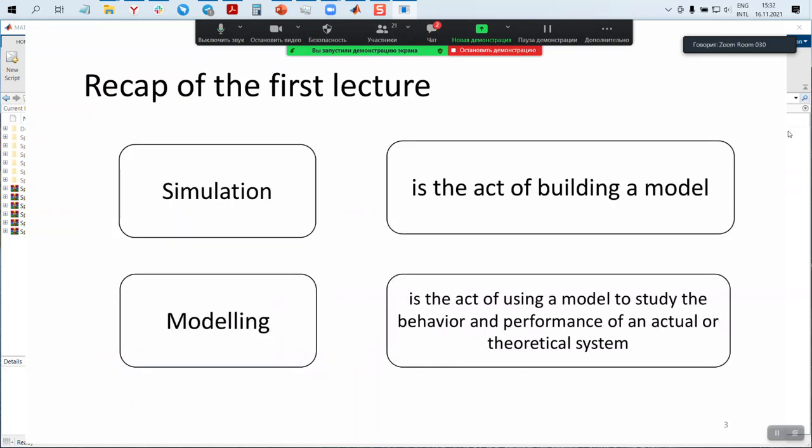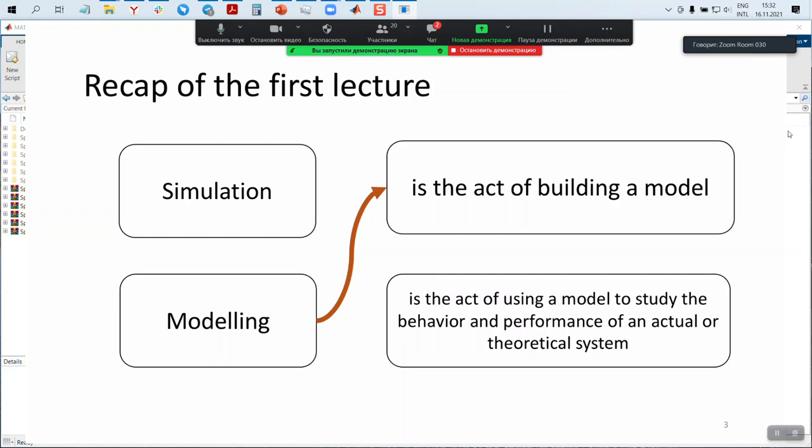The main idea of the first lecture was to understand what is the difference between modeling and simulation. I hope that you do remember that modeling is the act of building a model, and you can consider here that modeling is deriving an equation of motion. It's actually something that we're going to do right now, in these lectures and the lecture that we're going to have next.